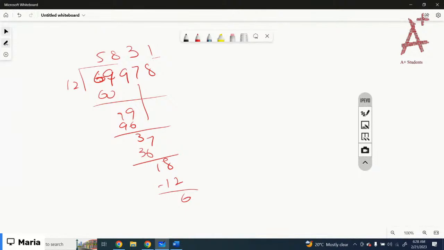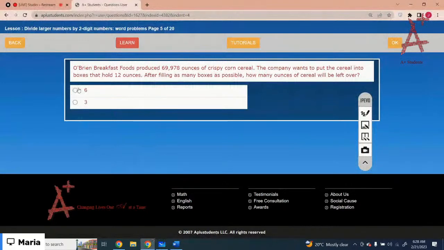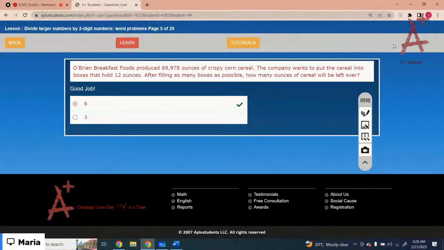The correct option is 6. Got it? The leftover cereal is 6 ounces. Got it? Okay, you can complete the test by yourself later today.